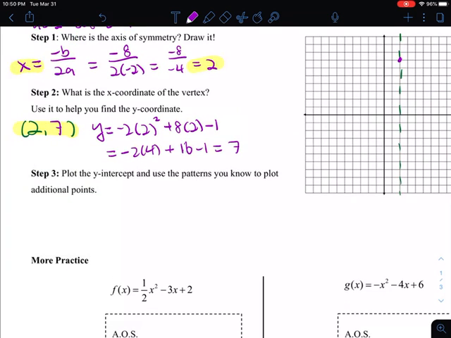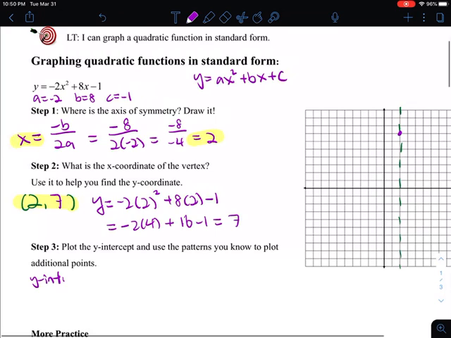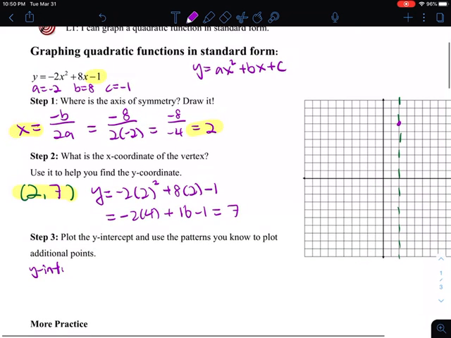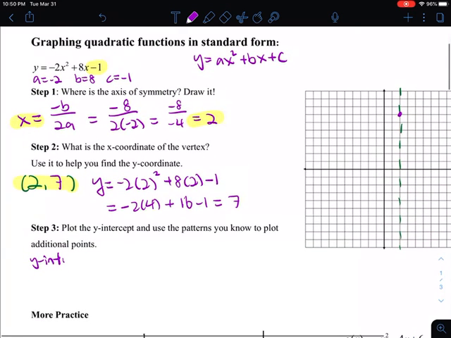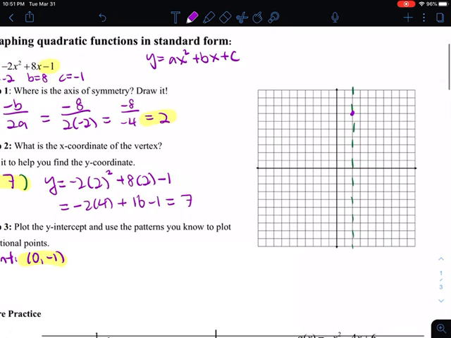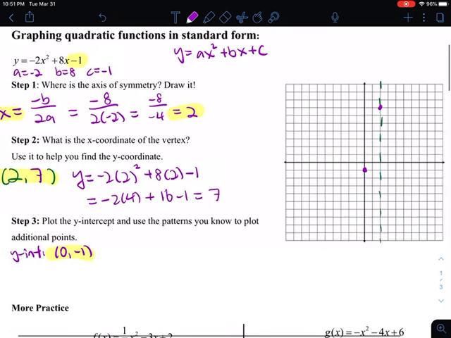And then step 3, plot the y-intercept and use the patterns we know to plot additional points. So again, for the y-intercept, for something in standard form, we go back up to our equation. We know that it's always going to be my c value. In this case, that's negative 1. Because when you plug in x equals 0, everything else will become 0. So I just get negative 1. So there's my y-intercept, so I can graph that as well. 0, negative 1. There it is.